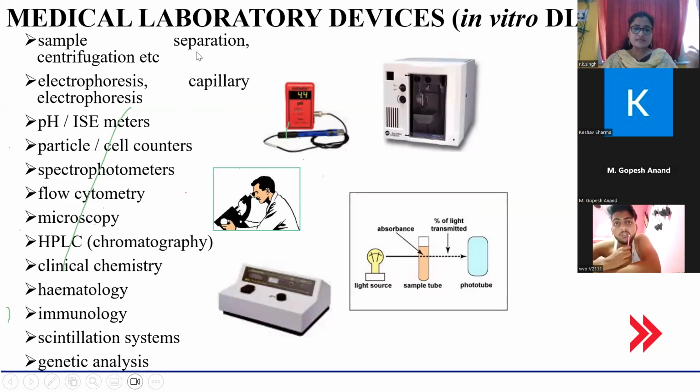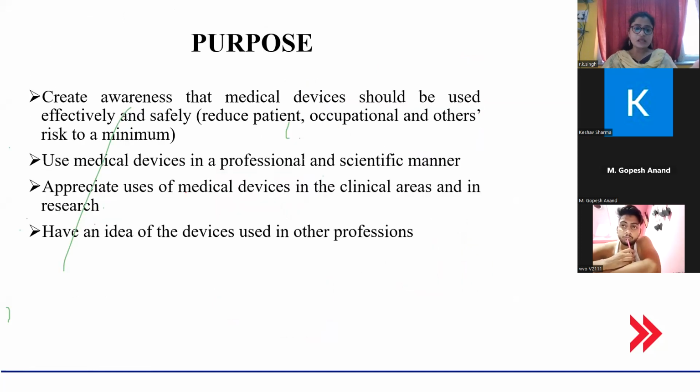So we have sample separation, we have electrophoresis, then we have different cell counters, which are mainly used to count the different number of cells, particularly useful for the differential count that we do of the different blood cells after taking the blood sample. Then chromatography, again something very important, microscopy, hematology, immunology, the different serological tests that we perform. Okay, so these will come under the in vitro diagnostics because obviously it's outside the human body.